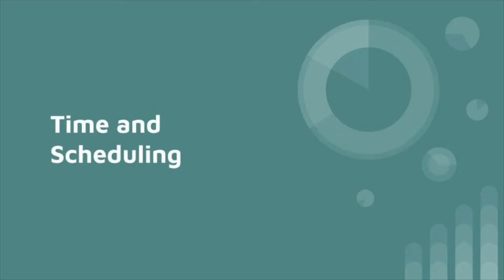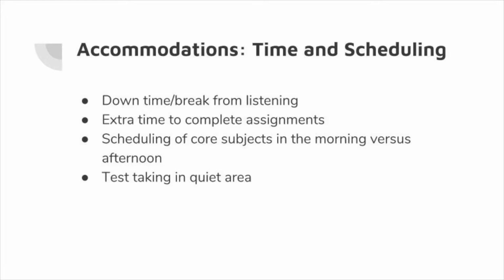The next category of accommodations we will look at are time and scheduling of classes and material and break time. So do understand that with a child who has hearing loss, listening through the hearing aid with a degraded signal can be very fatiguing, and they can experience auditory fatigue and become tired over time. It's necessary to have some downtime and just break from listening.